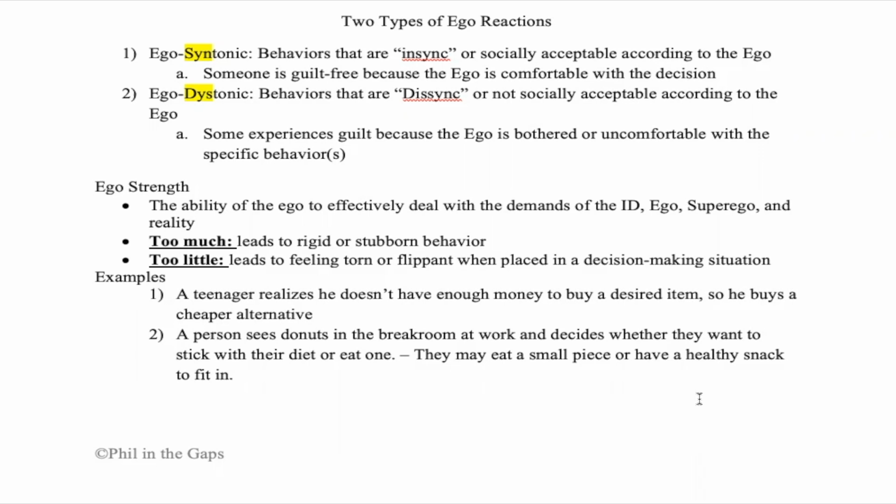Another example: a person sees donuts in the break room at work and decides whether they want to stick with their diet or eat one. The id is like, man, just eat the donut. Not a big deal. You might even be able to take two because you might be hungry by the time you get back to your desk. Or, man, you know that you get hungry later on, so why not take two? While the superego is like, man, you shouldn't have been the one that bought the donuts. Or, man, you should stick to your diet because of all of these different reasons.